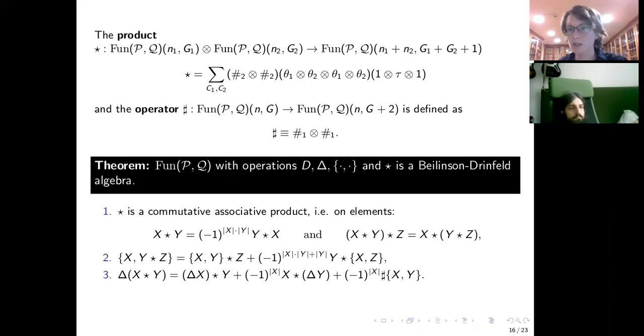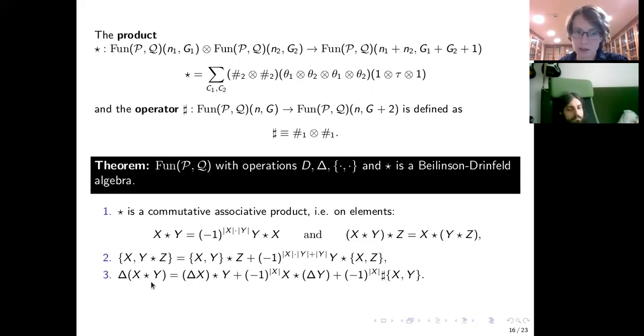So it's nearly the same as the Batalin-Vilkovisky algebra. So we get the graded commutative associative product on the element. It looks like this. We get the identity between the compatibility between the bracket and the product as we would expect. But there is something different in the compatibility between the Laplacian and the product. And what is different here is that we get this sharp in front of the bracket.